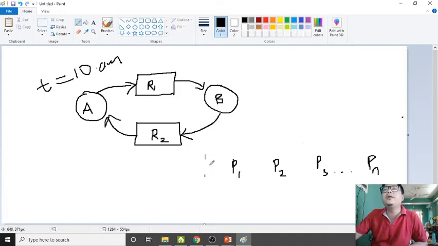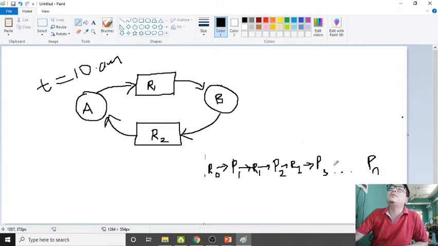P1 is holding a resource R0, holding is this symbol, and is requesting for R1. But R1 is being held by P2 and P2 is requesting for R2, and the same sequence follows. R2 is being held by the process P3 and is requesting for R3, or something like that.